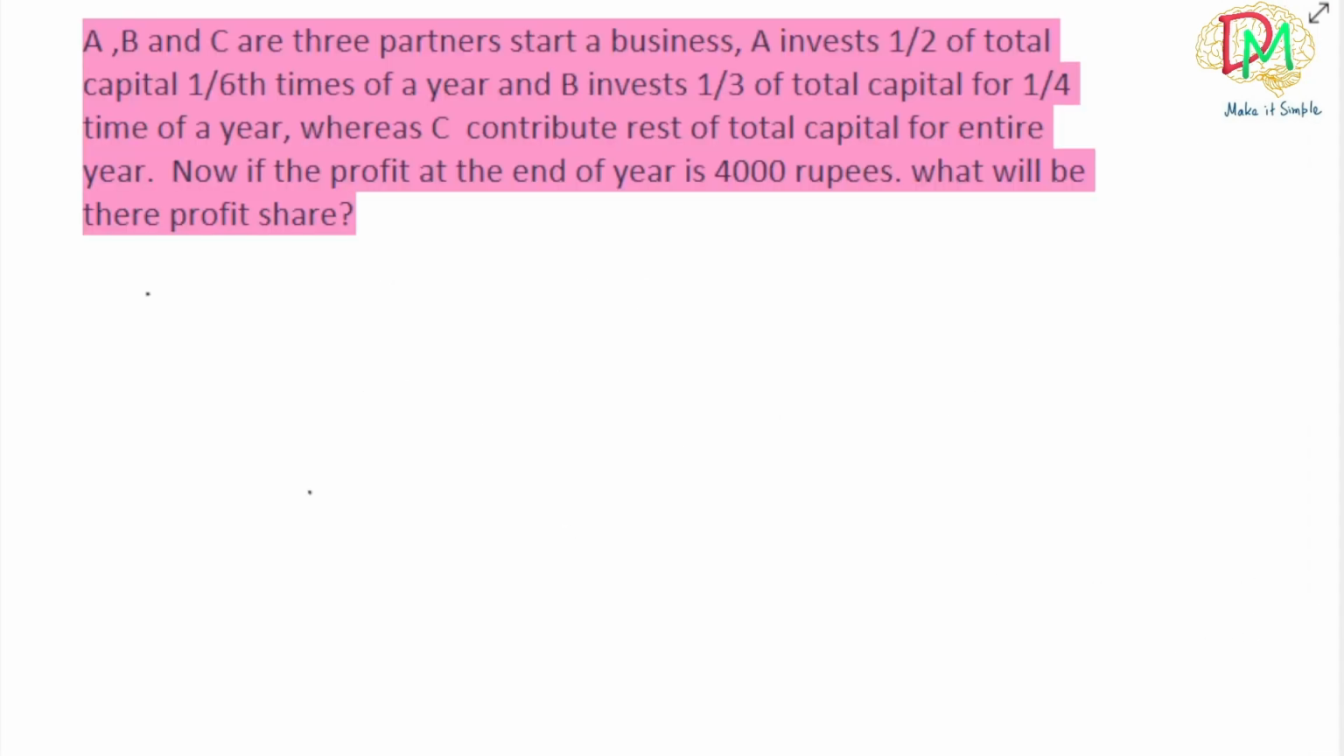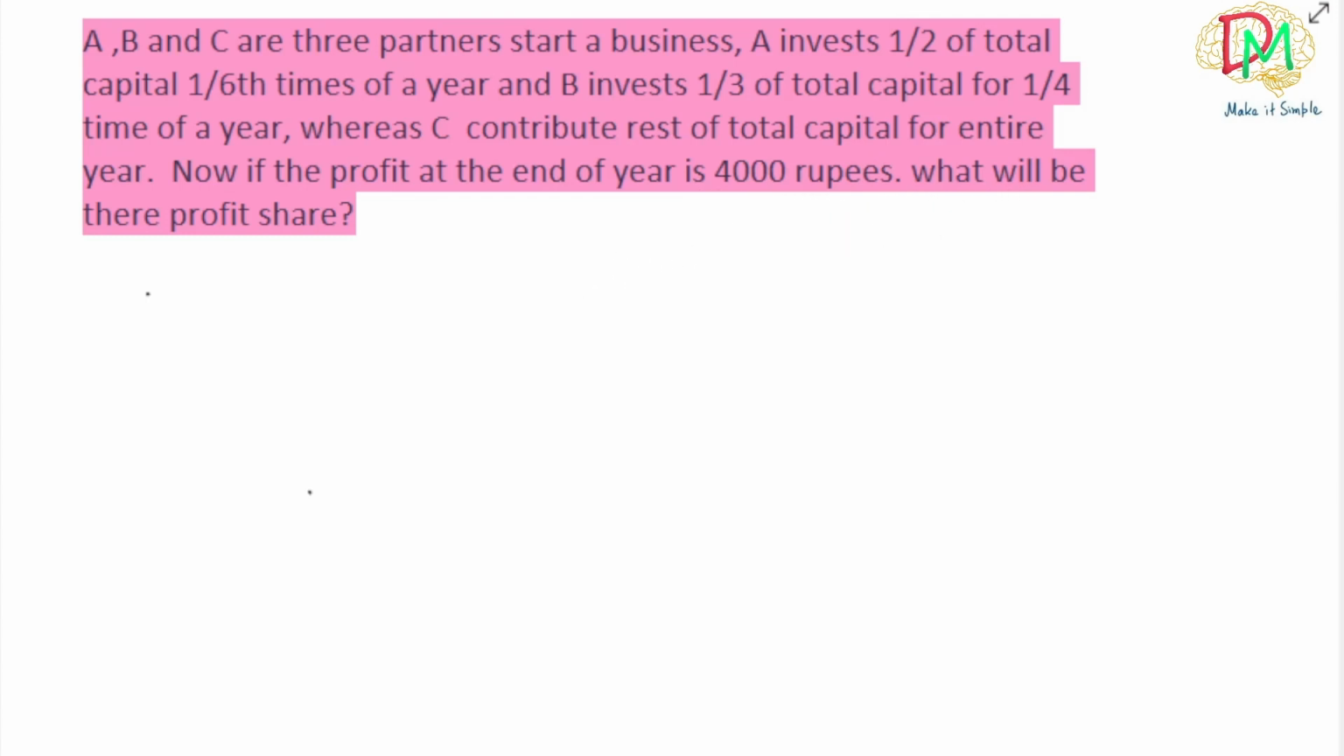Now take this example of the second type of question. A, B and C are the 3 partners who start a business. A invests half of the total capital for 1/6 of the year, B invests 1/3 of the total capital for 1/4 of the year, and C invests the rest of the total capital for the entire year. Now if the profit at the end of the year is 4,000 rupees, what will be their profit shares?